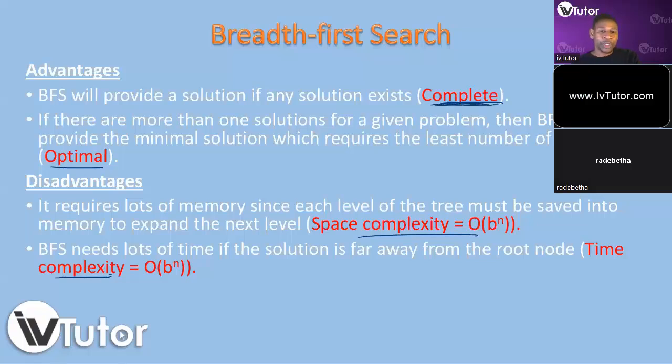It is also optimal, where the search space is finite. If there is more than one solution for a given problem, it is going to find the most efficient one. So we say it is optimal. Optimal is efficiency. You find it with the smallest cost function.